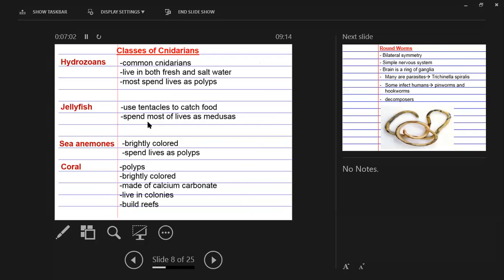Classes of cnidarians. We have many examples, a lot of examples: jellyfish, sea anemones, coral. We need jellyfish, sea anemones, and coral. Concentrate on this point.